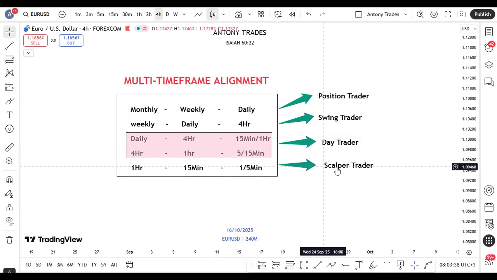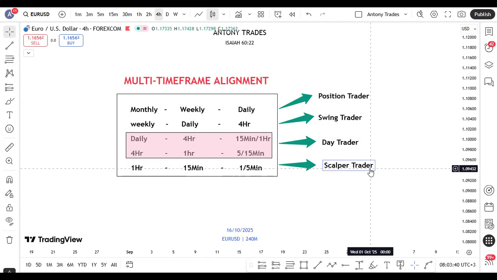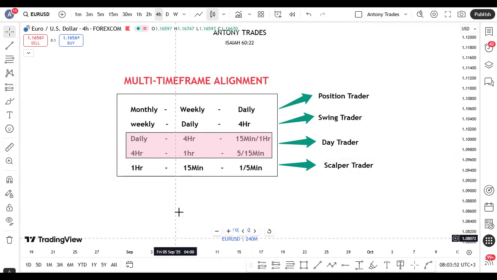Then you have a scalper. A scalper is a type of trader that jumps in and out of the market within seconds and sometimes within a few minutes. So they don't have to stay in the market for a long period of time.